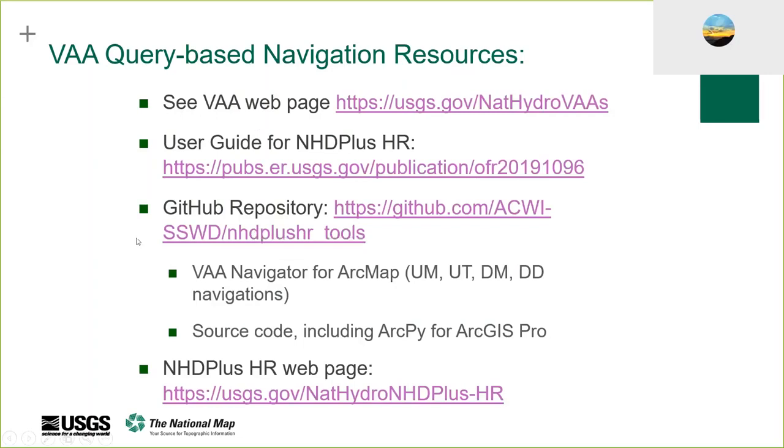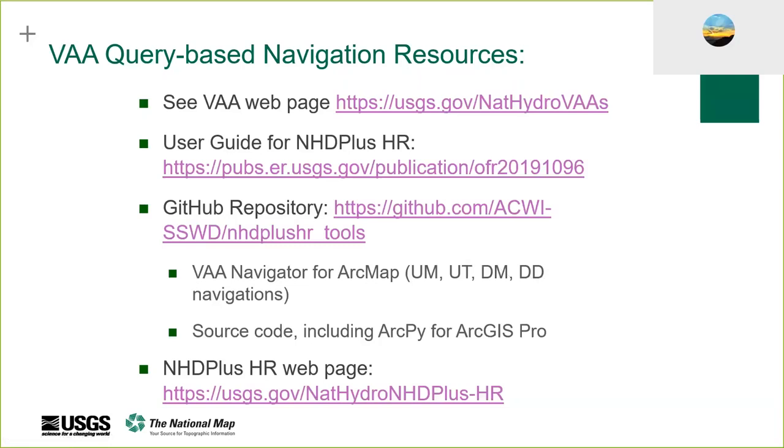We also have a tutorial and a workshop that we put together. We have that out on GitHub. It's got a VAA network navigator. It currently runs just for ArcMap. It's an executable that you can download. It does upstream main stem, upstream with tributaries, downstream main stem, and downstream with divergences. It does all those four types of navigation.